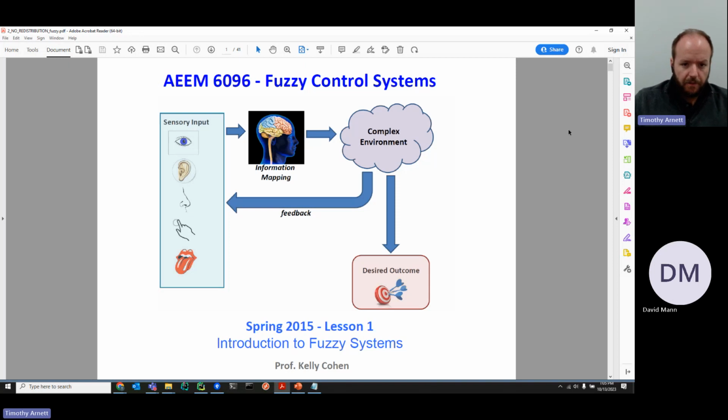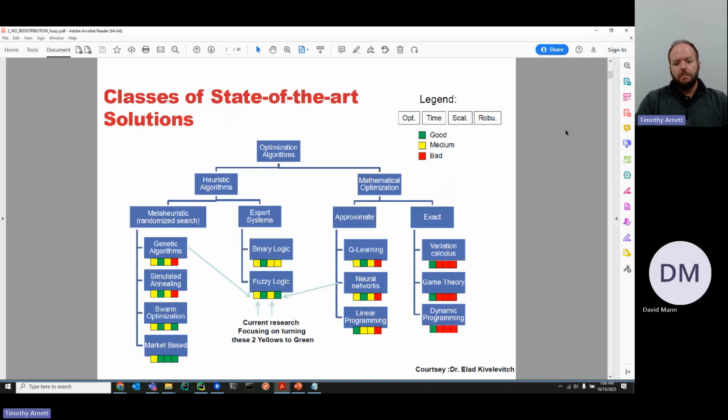I also want to highlight that some of these slides were provided by Dr. Kelly Cohen at the University of Cincinnati. He's heavily involved in both NAFIPS and XFC. He's been a cheerleader and helped out with a number of things involved with the competition. And these slides are originally from one of the classes that he teaches at the University of Cincinnati in fuzzy control. So let's go ahead and get started.